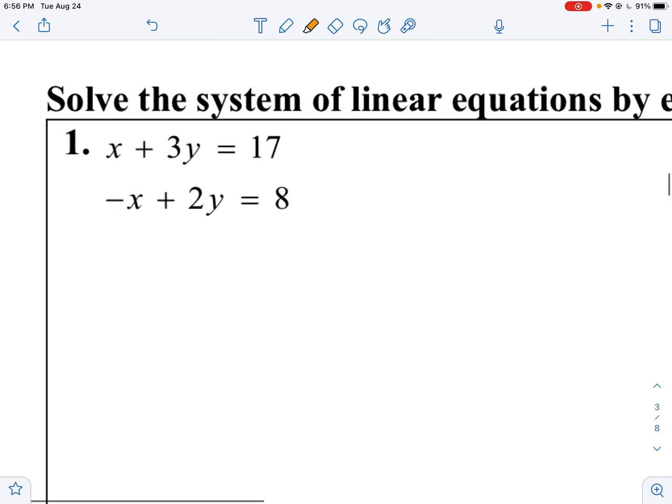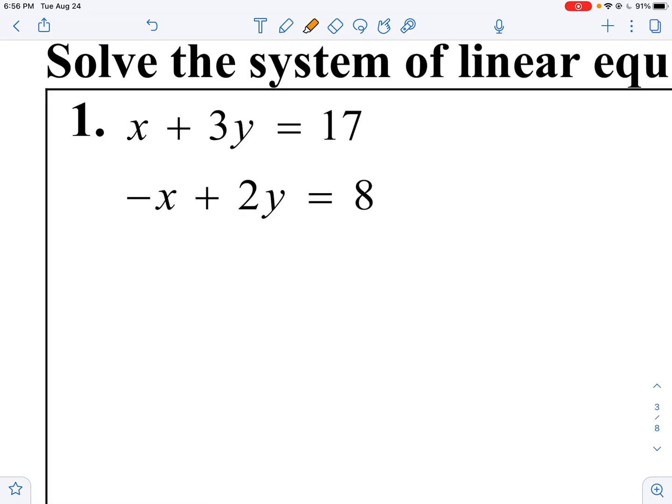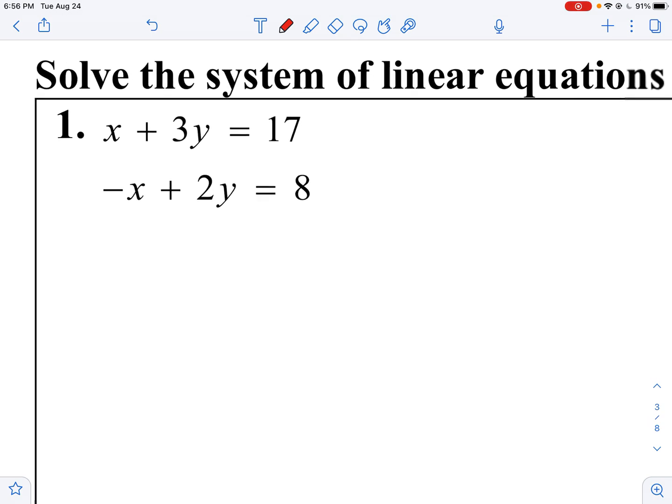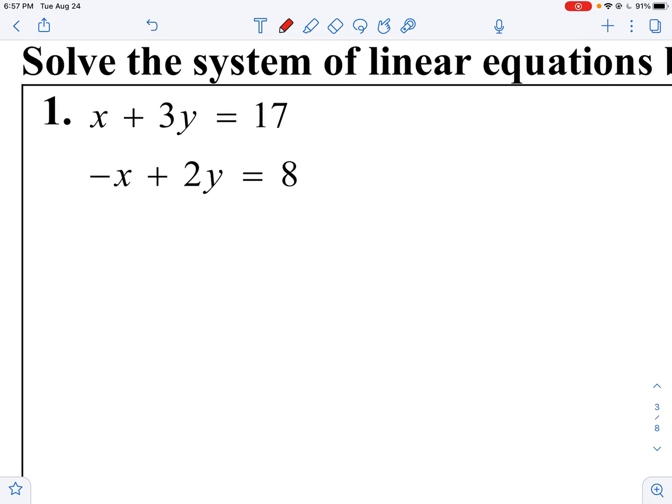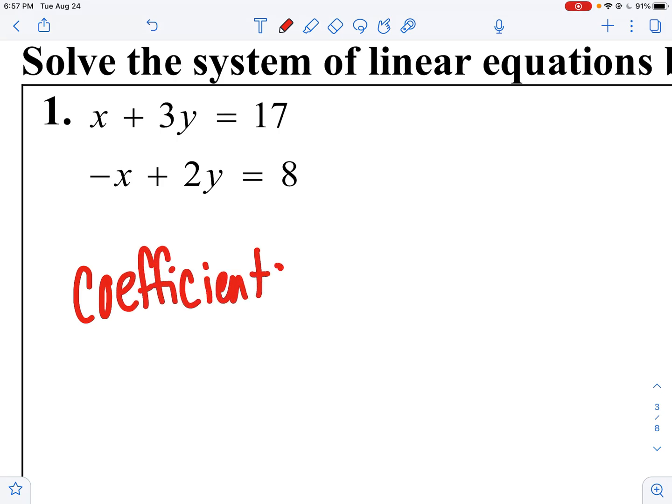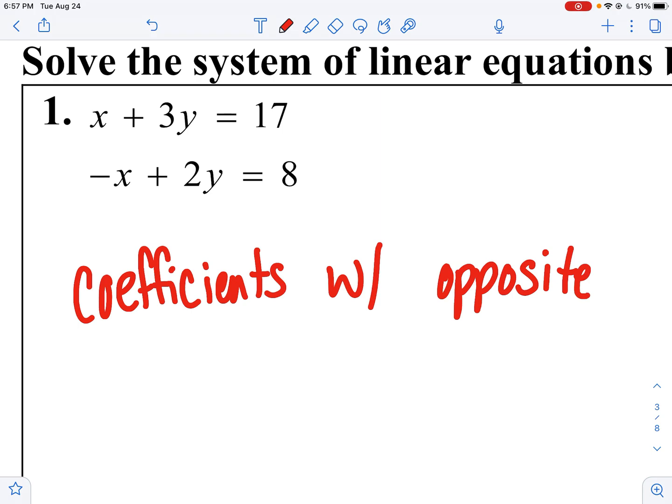For elimination, the way that you can identify elimination quickly is that in both equations, you have two variables that are not isolated. So if you have no variables that are isolated, then you know to use elimination. And what you want to create, if it's not there in an elimination problem, is coefficients with opposite or inverse values.